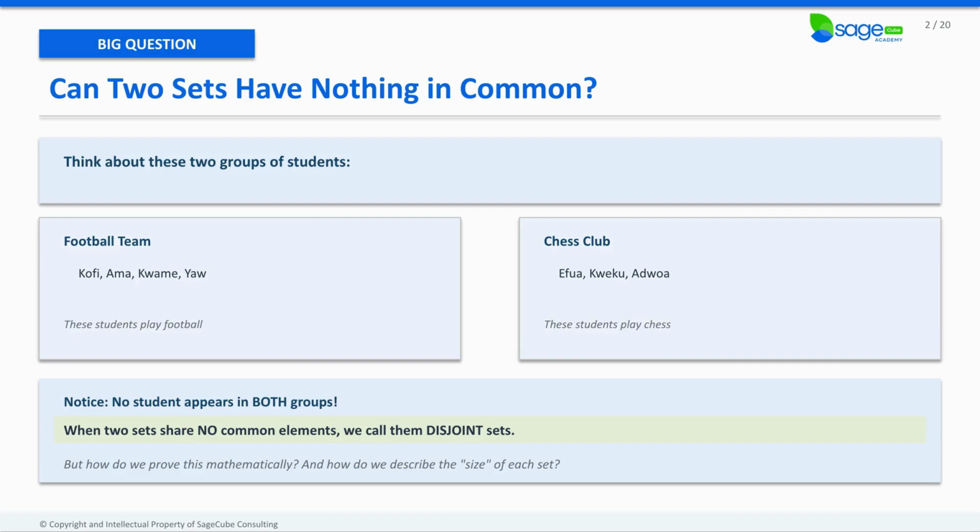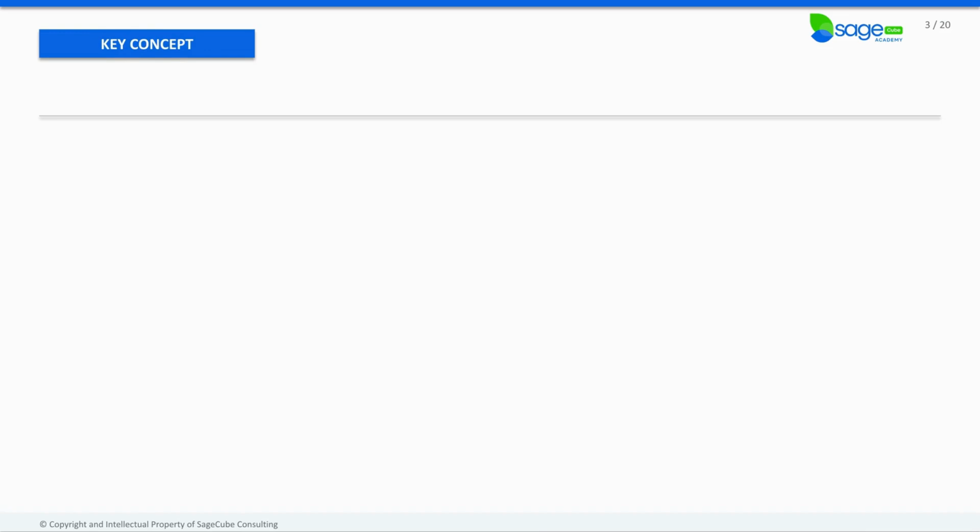Simple idea, but we need a precise mathematical way to prove it, and we'll need to describe the size of each set. That's what this lesson covers. Let's get the formal definition and see what disjoint actually looks like.